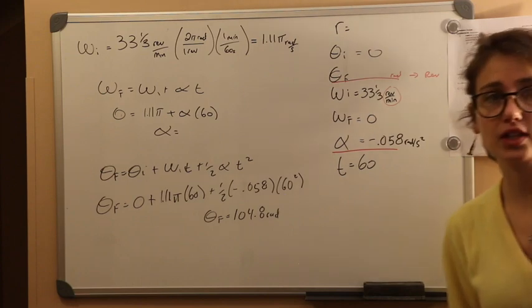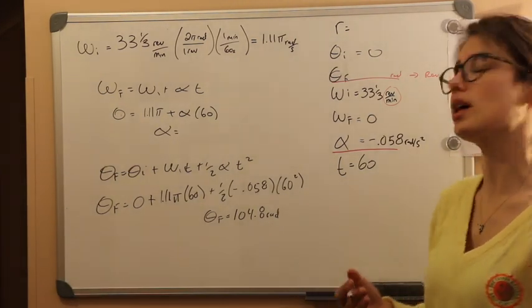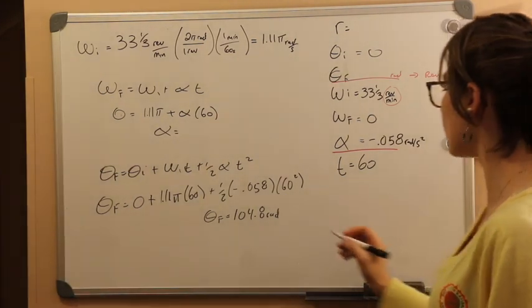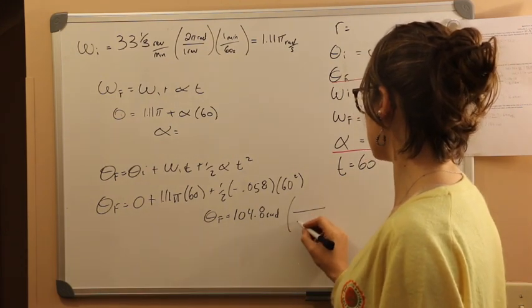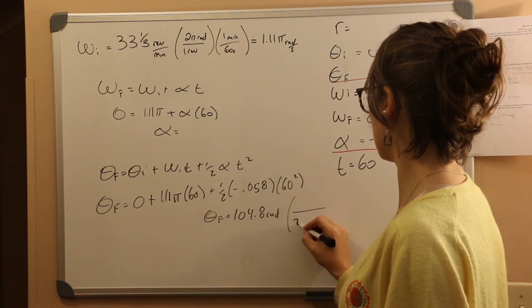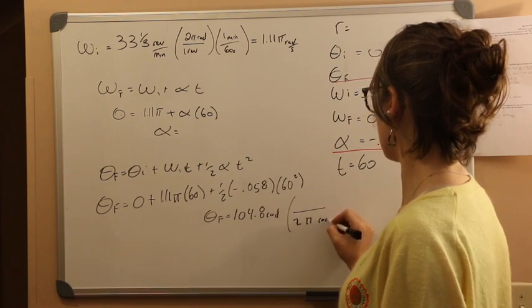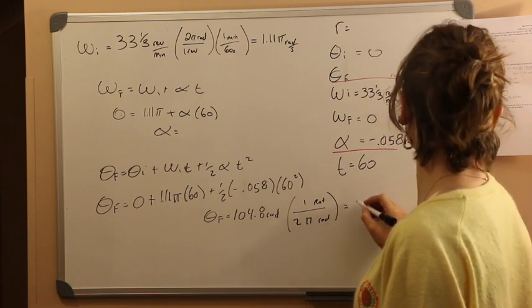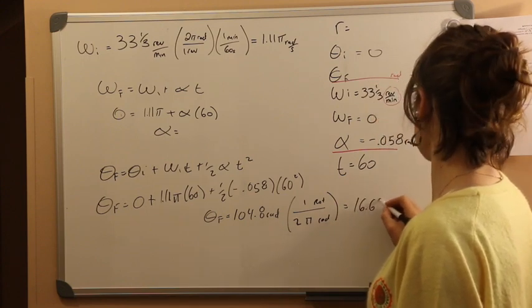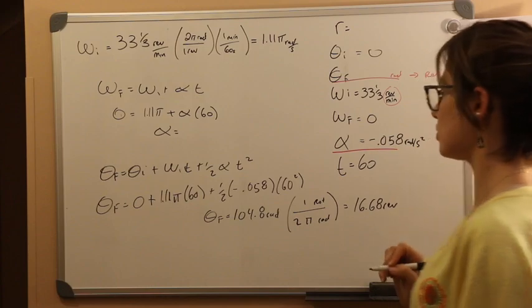which is not really what the question asks for. It asks for how many revolutions happen. So I'm going to need to take this one step further and saying that I'm going to have to convert by saying that there are 2 pi radians in 1 rotation. That will tell me that I've completed 16.68 revolutions for this problem.